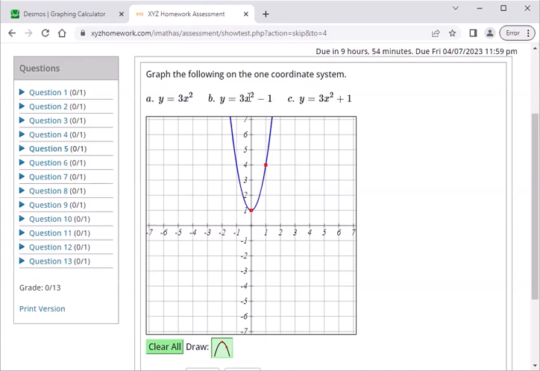So for this one, again, there's nothing being added or subtracted inside of the square, so it's not going to shift left or right at all. The minus 1 tells me it's going to shift down 1. So my vertex is going to end up being here. And then I usually like to just plug in one number above where my vertex is. So I'll plug in x is 1 again. And if x is 1, 1 squared is 1 times 3 is 3. 3 minus 1 will give me 2. So when x is 1, y should be 2. And that gives me this graph.